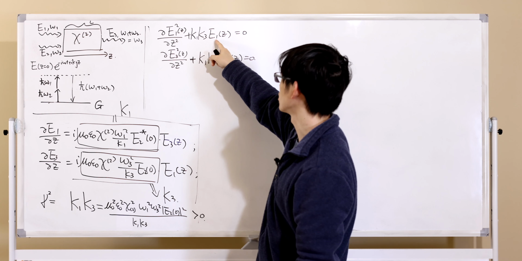So you can keep writing this. Plug this back in, and then you have i e to the i phi naught, square root of n1 omega 3 over n3 omega 1, E1 star, sinc gamma z. So this is the E3 expression when you plug in what K3 and K1 are.